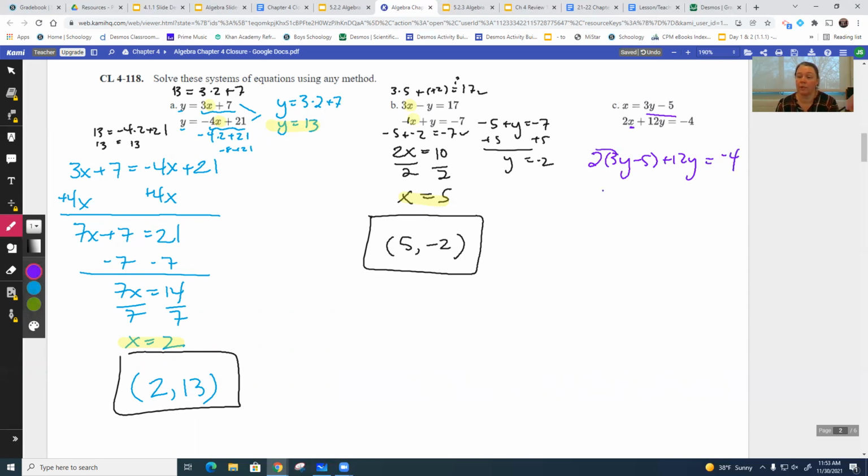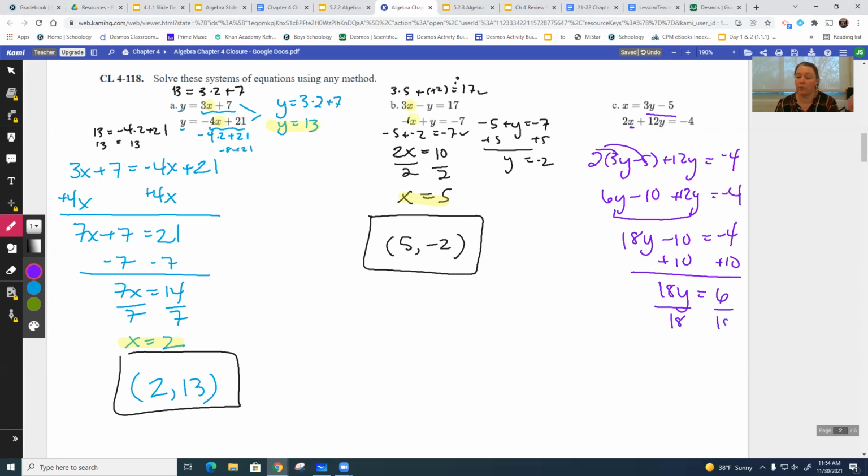So here I would have 6y minus 10 plus 12y equals -4. And so then, these are on the same side, when I add these, I get 18y minus 10 equals -4. And I'm going to add this 10 and get that 18y is 6. And then to get the y by itself, I'm going to divide both sides by 18.